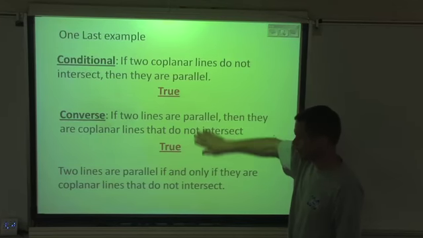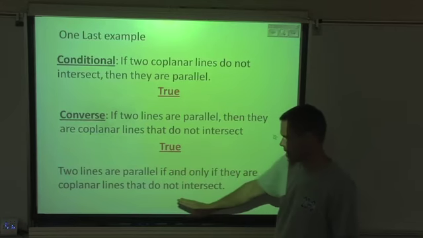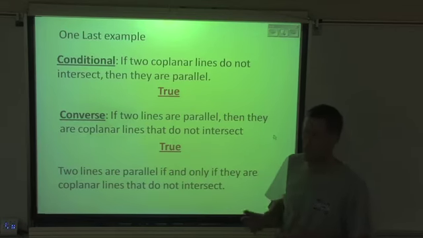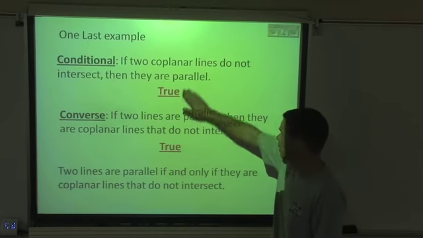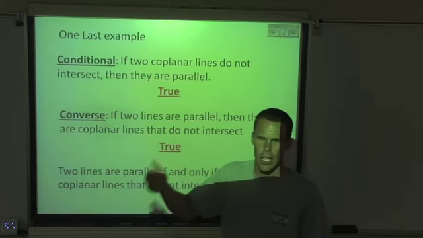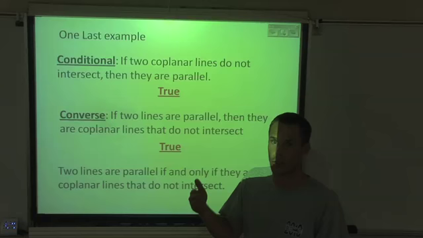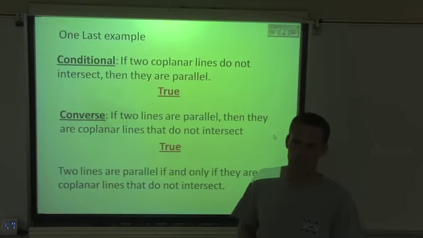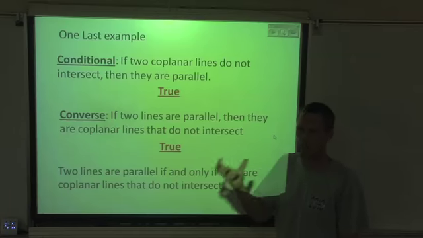True, true. Two lines are parallel if and only if they are coplanar lines that do not intersect. We could also write this as two coplanar lines do not intersect if and only if they are parallel. Critical that things are said correctly and precisely.